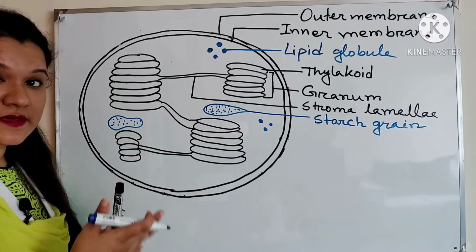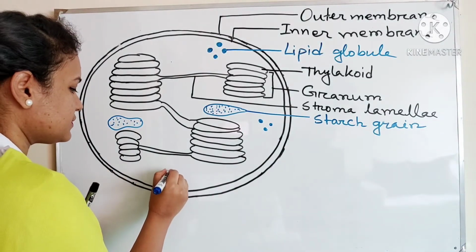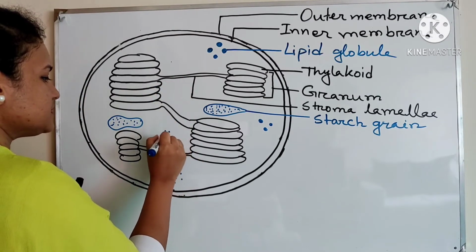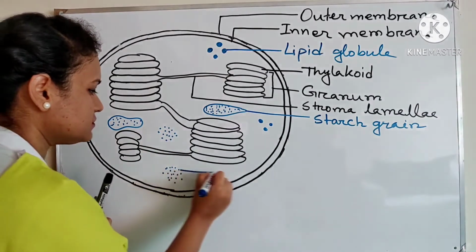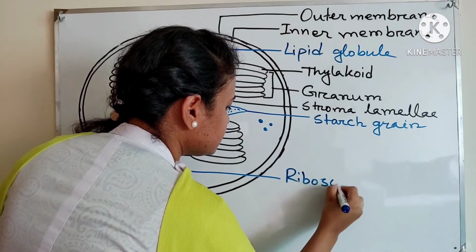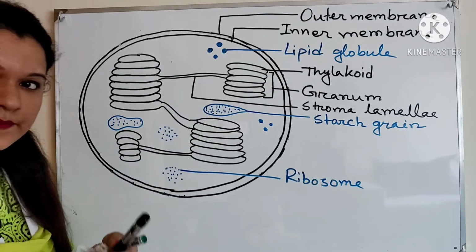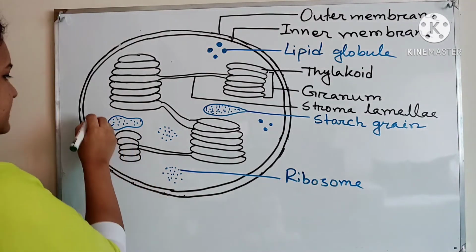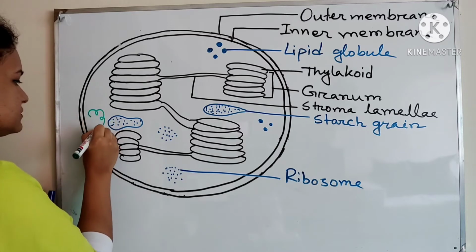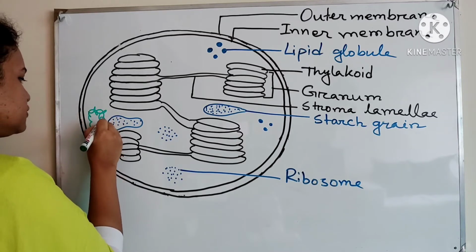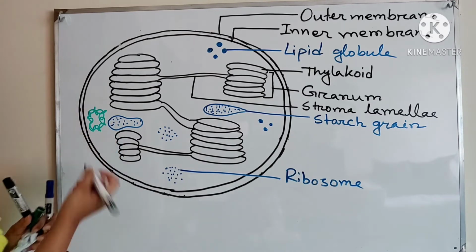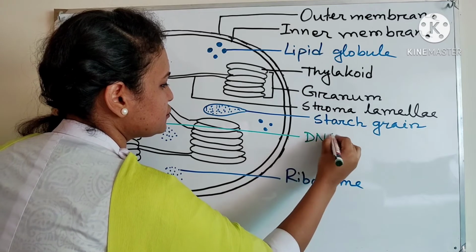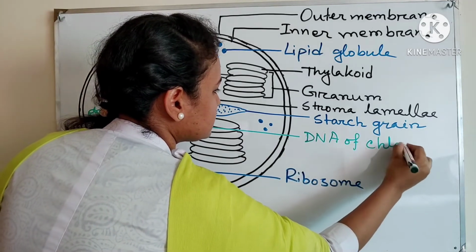and chloroplast have its ribosome. So this is the ribosome, and this ribosome actually is 70S type. So this is the ribosome. And one more thing, chloroplast have its own DNA, and that is circular type of DNA. Here I draw this loop of DNA or circular type of DNA. So this is the DNA of chloroplast.